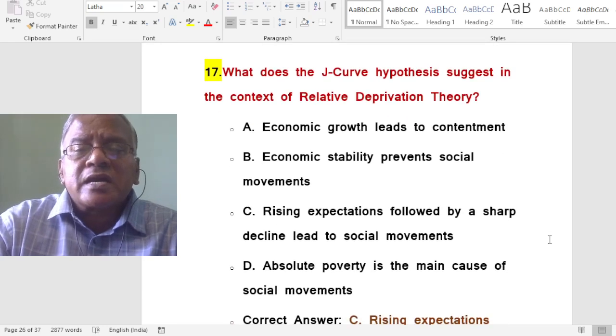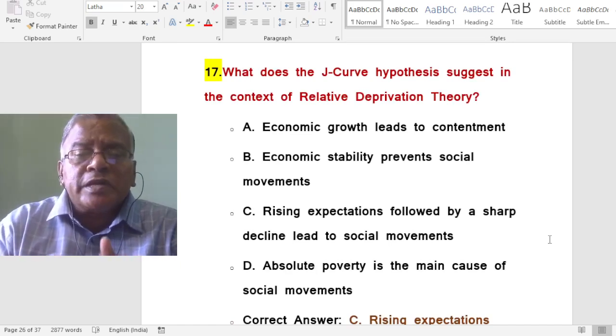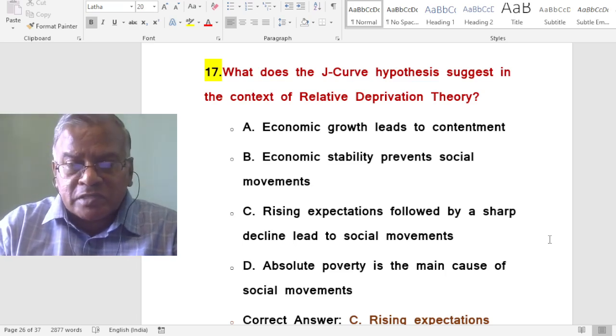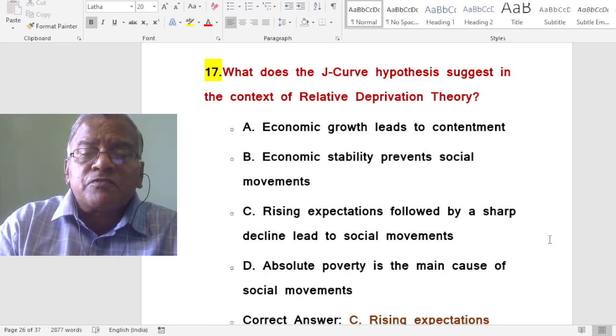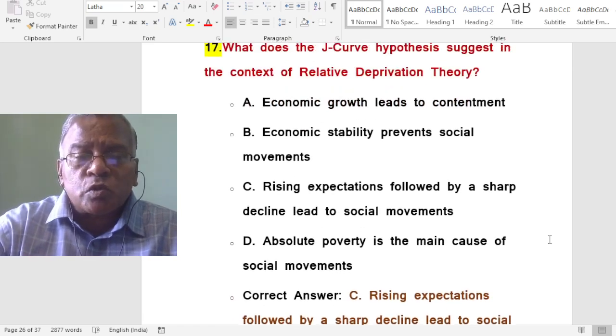What does the J-curve hypothesis suggest in the context of relative deprivation theory? A. Economic growth leads to contentment. B. Economic stability prevents the social movements. C. Rising expectations followed by a sharp decline lead to social movements. D. Absolute poverty is the main cause of social movements.